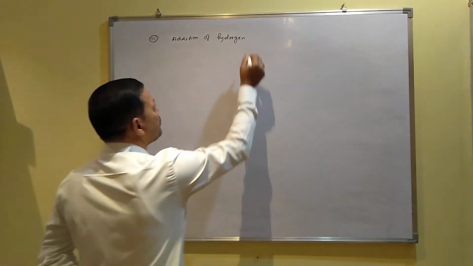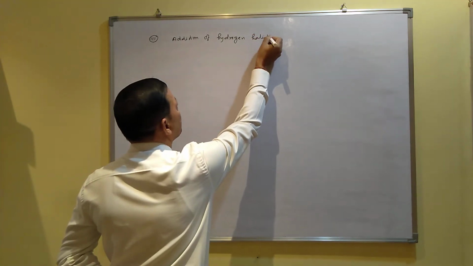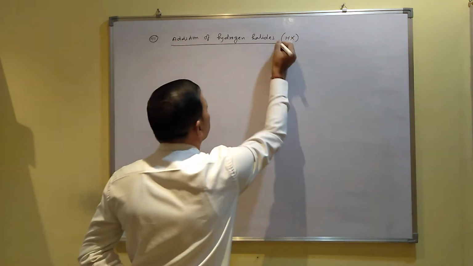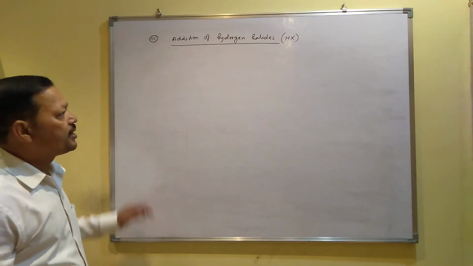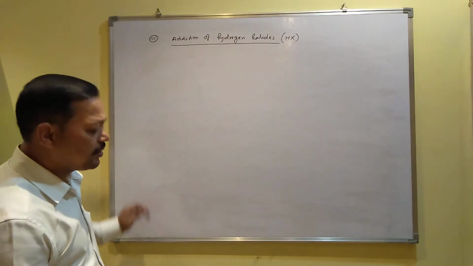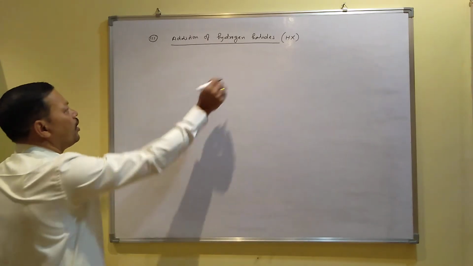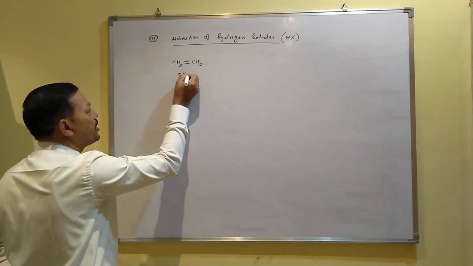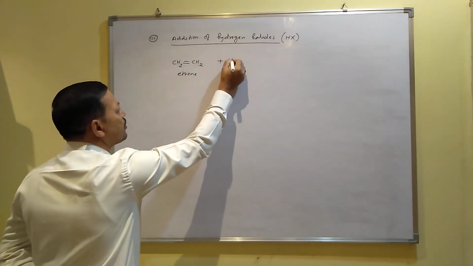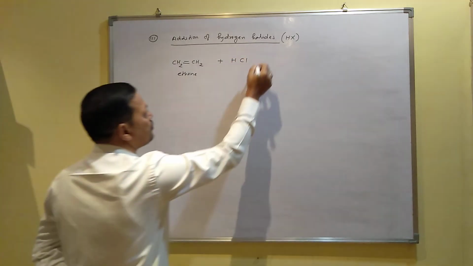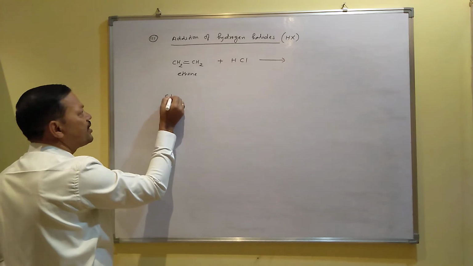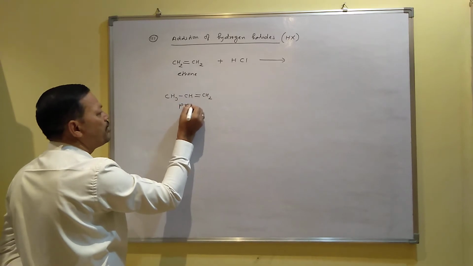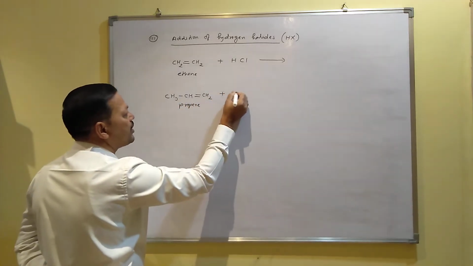hydrogen halides. A hydrogen halide is represented like this, HX. I mean HCl, HBr, these are examples of hydrogen halides. Like this is one of the alkenes, CH2=CH2, which is called ethene, plus suppose you are reading HCl, and this is another alkene with 3 carbons, that's why it is propene, and you are adding HCl or HBr.